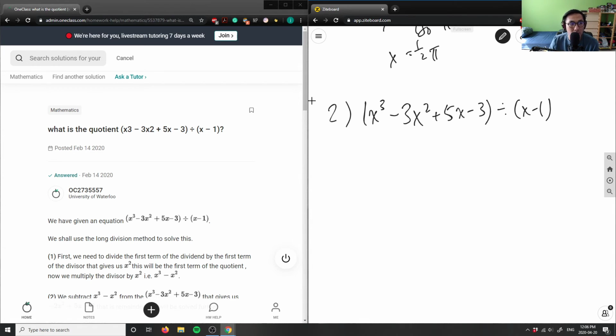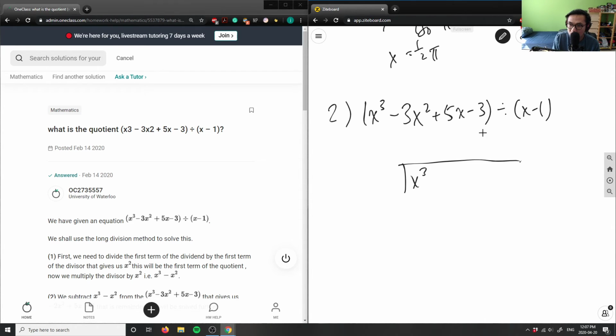So again, you would probably learn this concept in polynomials and polynomial functions, specifically in grade 12 advanced functions. If we were to find the quotient of 2 polynomials, we would use long division, right? You can choose to use long division, or you can use synthetic division. I'm going to choose to do long division in this case. So I'm going to put this here.